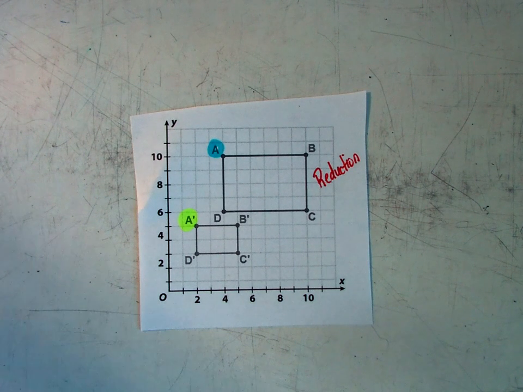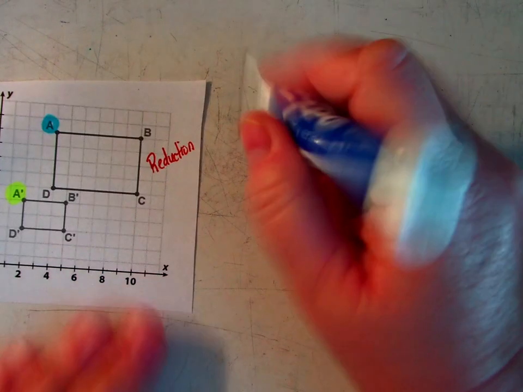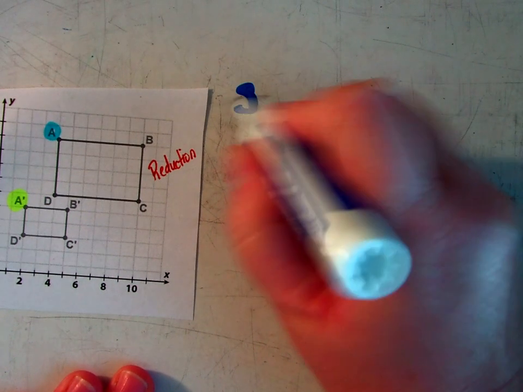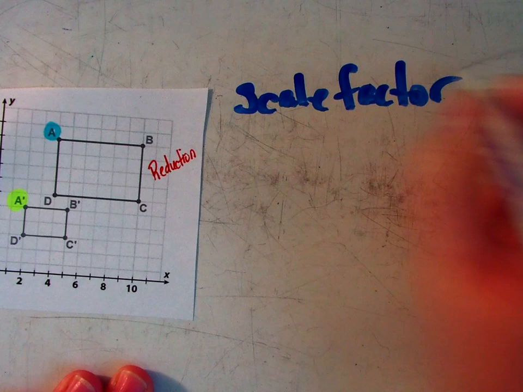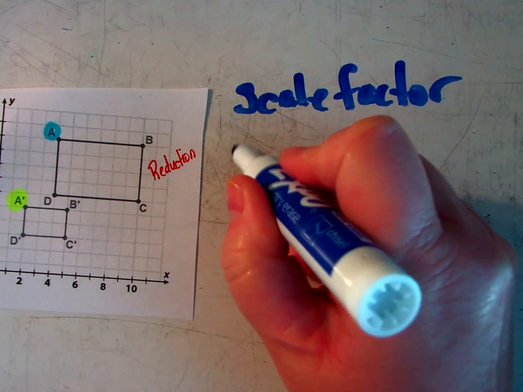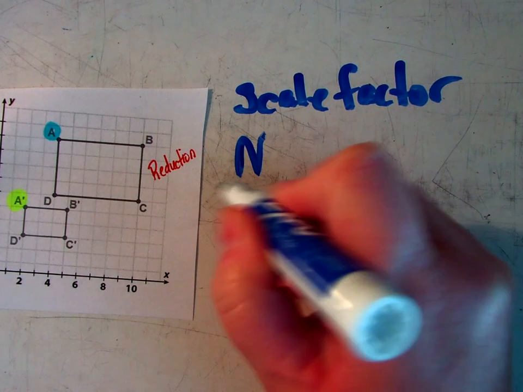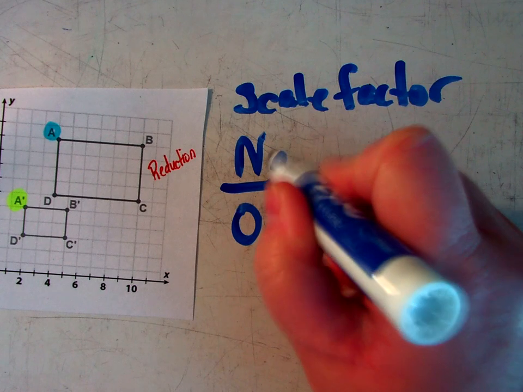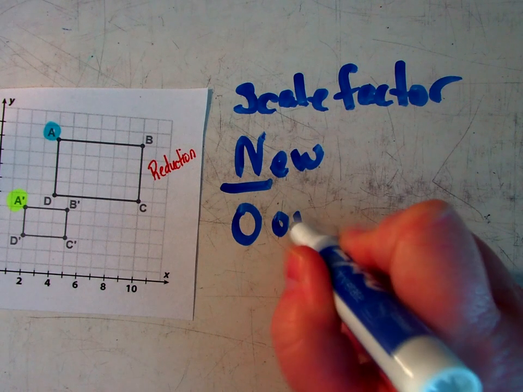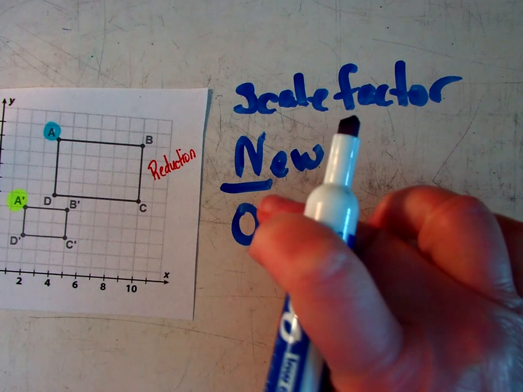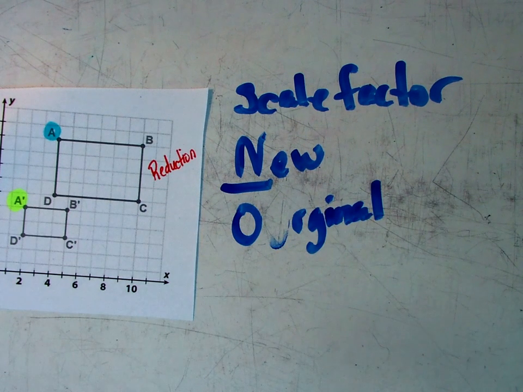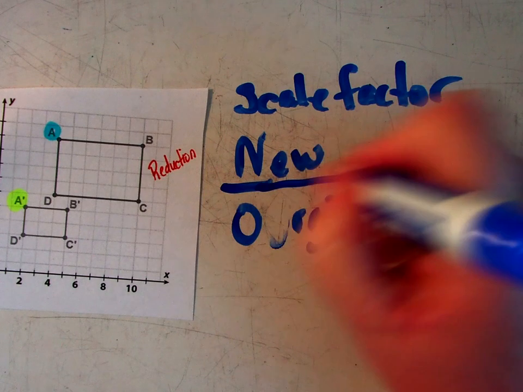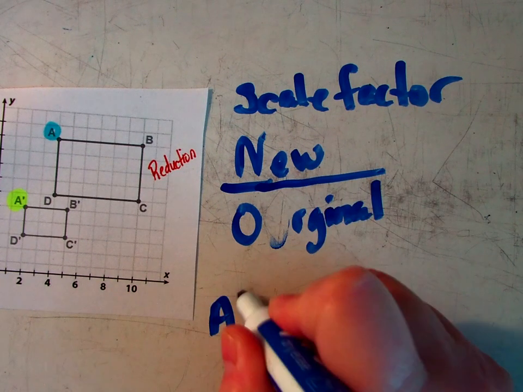So we're going to look at finding the scale factor. And to find the scale factor, we're going to do a ratio, and that is your new over your original. The new over the original. So let's find some ordered pairs. And we started with A, and since we have the new one on top, let's do A prime on top.